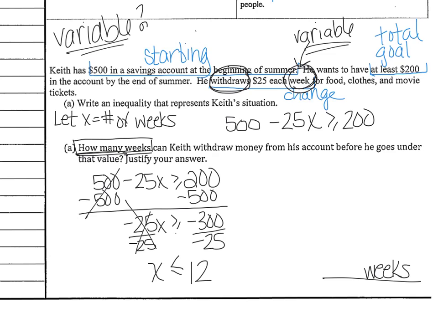So look, here's the deal. As long as x, or the number of weeks, is less than 12, Keith will still have his $200. So we say 12 weeks. So it says how many weeks can he withdraw? 12 weeks or fewer weeks than that, okay?